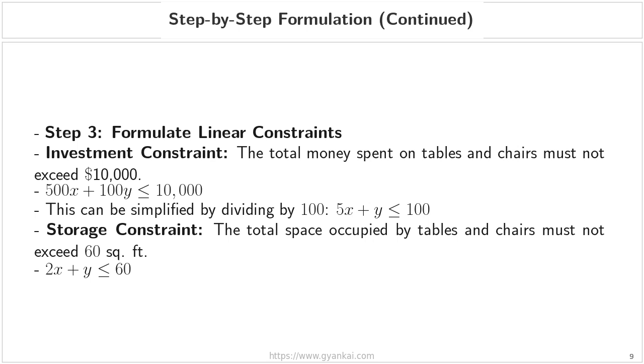Next, we have the storage constraint. We need to account for the physical space these items occupy. We know from the scenario that each table takes up 2 square feet and each chair takes up 1 square foot, and our total available space is 60 square feet. Therefore, we write this as 2x plus y is less than or equal to 60. By completing this step, we have successfully turned the dealer's real-world limitations into a set of mathematical boundaries. In the next slide, we will finalize our model by defining the ultimate goal, the objective function.